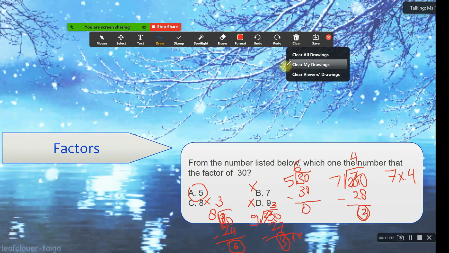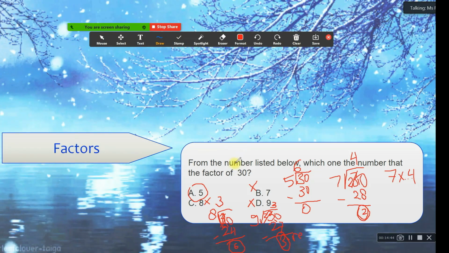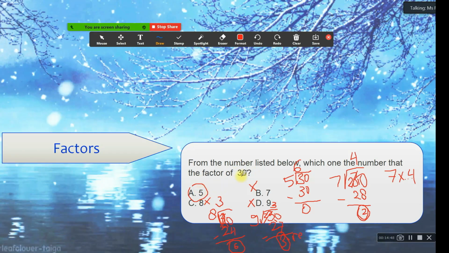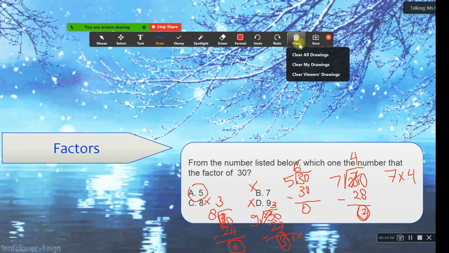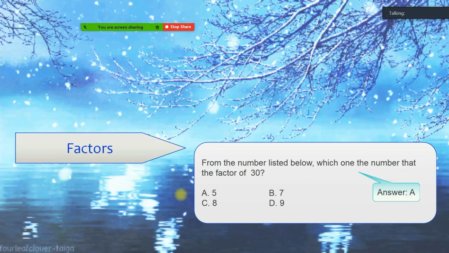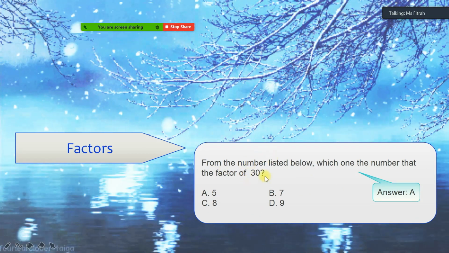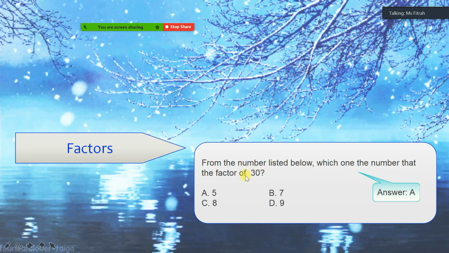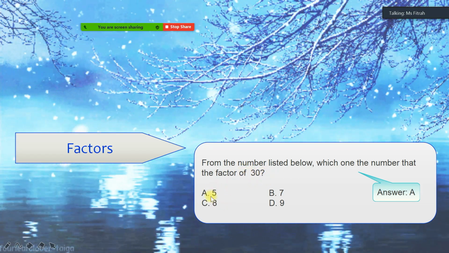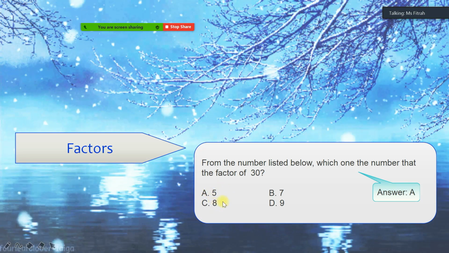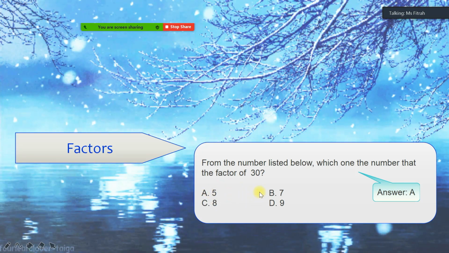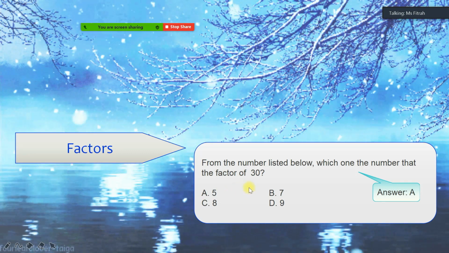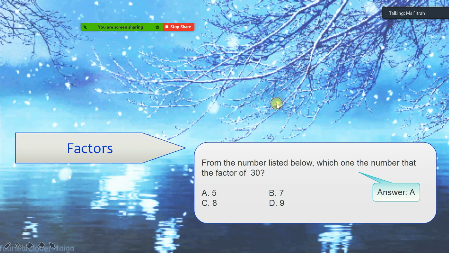Okay. So to find the factors, you must divide the number by another number, and it must have no remainder. Yeah, it must have no remainder, to find the factors.